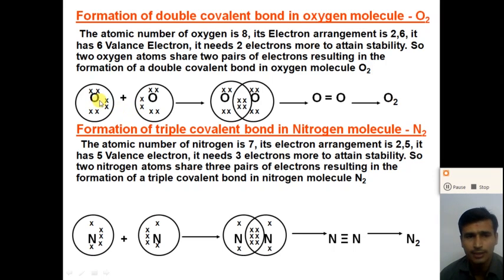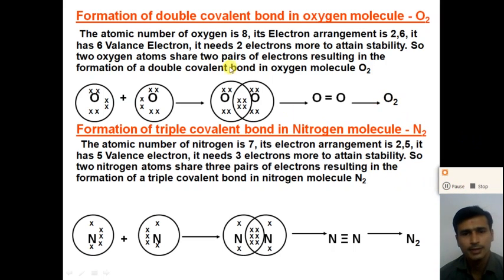So this oxygen atom has 6 electrons in the outermost orbit, and this oxygen atom also has 6 electrons in the outermost orbit. So both the oxygen atoms share 2 pairs of electrons, right? Resulting in these 2 covalent bonds between the 2 oxygen atoms. So these 2 covalent bonds form between the 2 oxygen atoms and result in forming an oxygen molecule O2, right? Understand, dear student, how one pair of electrons results in one covalent bond, 2 pairs of electrons result in 2 covalent bonds, right?